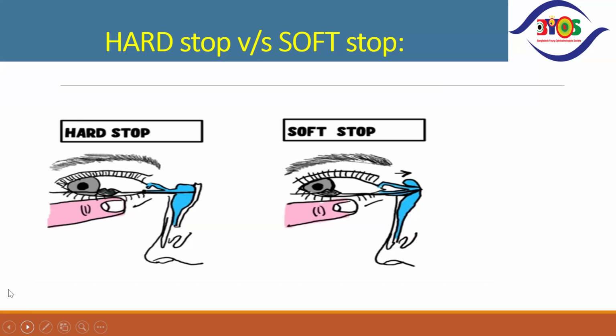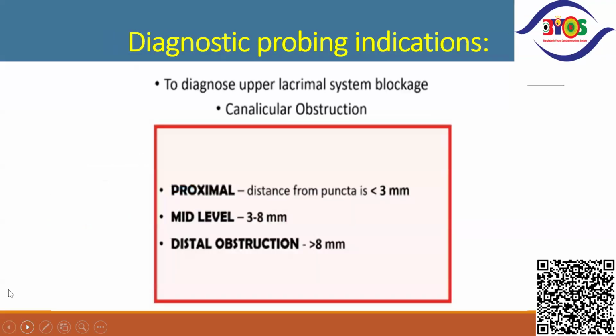But in case of the soft stop, when we encounter that the probe is not going through at the end of the limit of the lacrimal bone, and the stopping feeling is soft, that indicates there is a blockage in the common canaliculi. There might be a diverticulum or a blockage of the common canaliculi, so the probe cannot pass over the lacrimal sac up to the nasolacrimal bones.